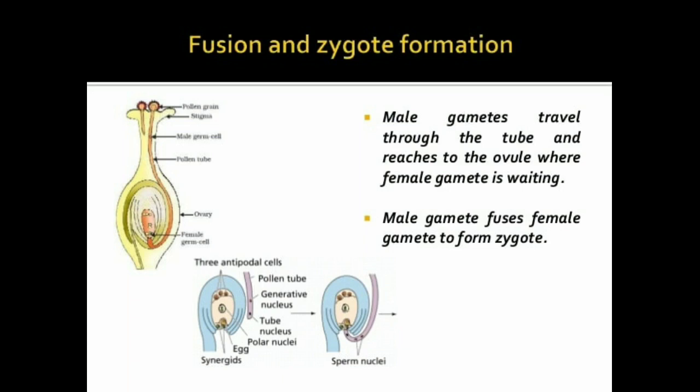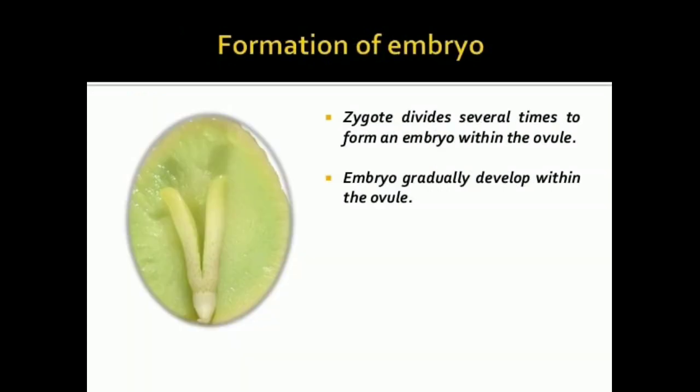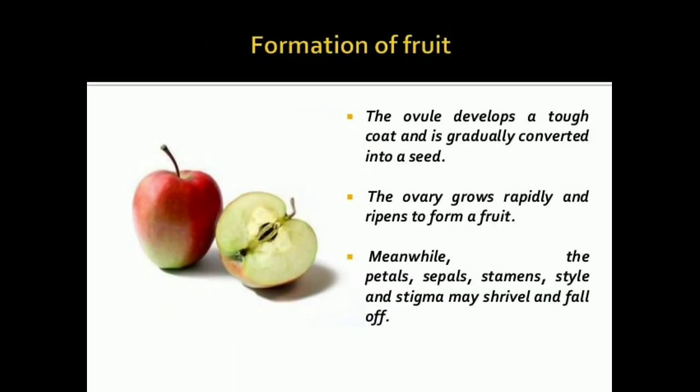After fertilization, the zygote will form. And the next stage is the formation of the embryo. The formed zygote will divide several times to form an embryo within the ovule. Okay, and this embryo will gradually develop within the ovule. Next stage is the formation of fruit.